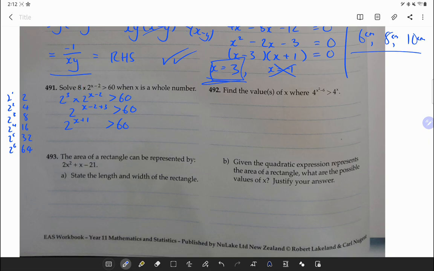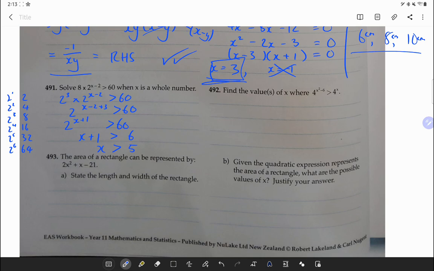So if we want this left-hand side to be bigger than 60, we know that this needs to be 6. It can't be 5. Remember, it has to be a whole number. X is only a whole number. So it can't be 5 because that drops it down to 32. So we know that it has to be 6. So we're saying x plus 1, with just that exponent there, x plus 1 has to be bigger than 6. Okay? Right. So for x plus 1 to be bigger than 6, x has to be bigger than 5. Right?